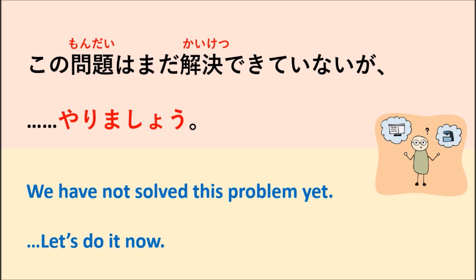And for another example sentence, we also have one like this. この問題はまだ解決できていないが。 This is Mr. A speaking. And Mr. B answers, やりましょう。やりましょう。 Which means we have not solved this problem yet. Let's do it now. When you want to use ましょう, this means you want to do something together with another person, or let another person pay attention to what you are talking about, what you want to express from your mind, and what you want to do about something that you are talking about. So you can use ましょう like this.